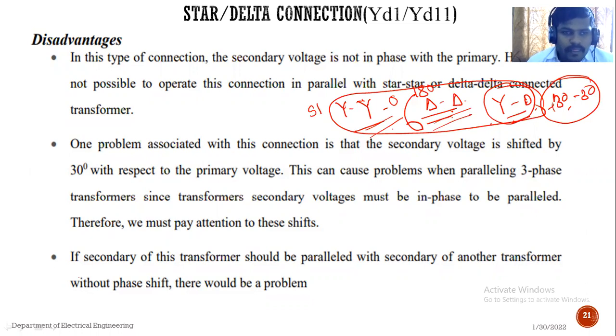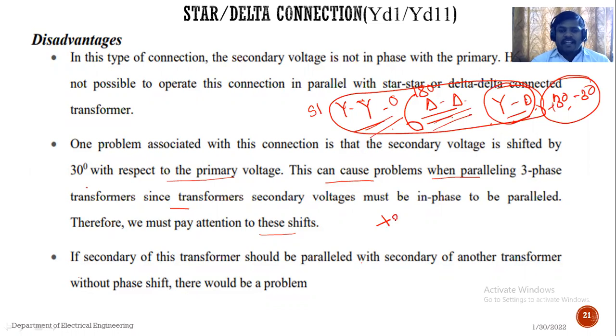Okay, now one problem associated with this connection is that the secondary voltage is shifted by 30 degrees with respect to the primary voltage. This can cause a problem when paralleling 3-phase transformers, since secondary voltages must be in phase. To parallel transformers, we must pay attention to this shift. ओके, बघा हेच वरचा पॉइंट जो आहे तोच आहे सेम.